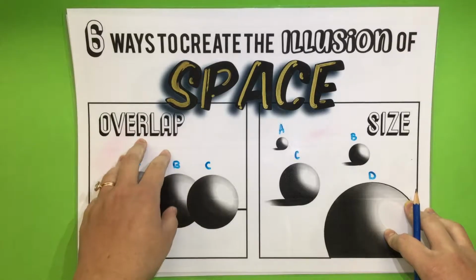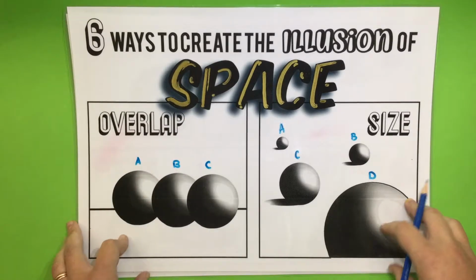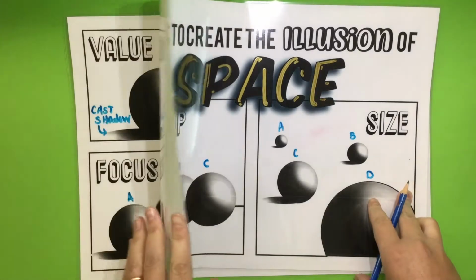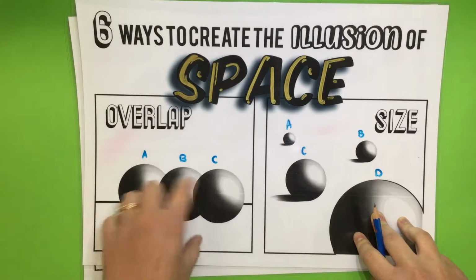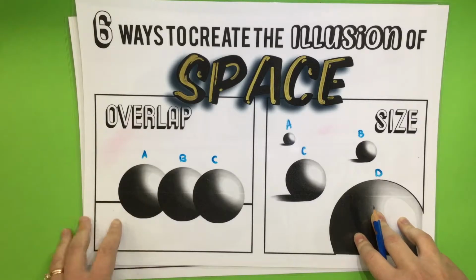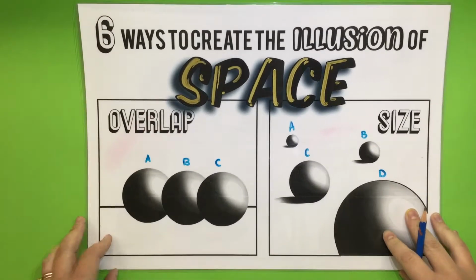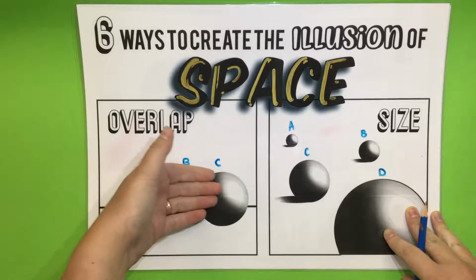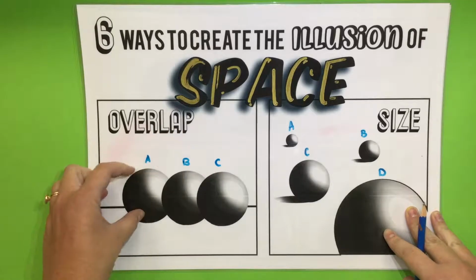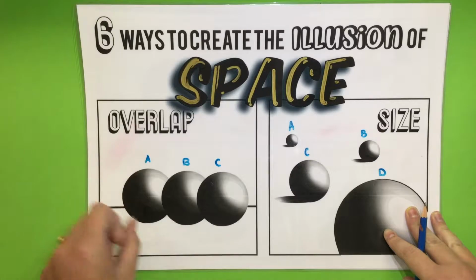The first way is overlapping objects. Now, my paper is flat, but it's obvious that one of these spheres looks closer to us than the other. Can you guess which one looks the closest to you? If you thought C, you're correct. Because these spheres are overlapping each other, this A sphere looks the farthest away.